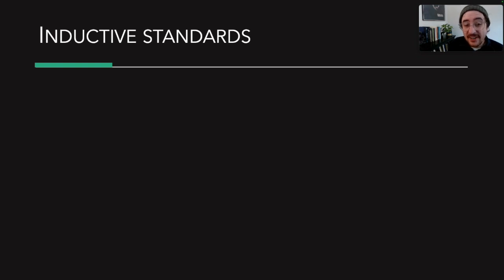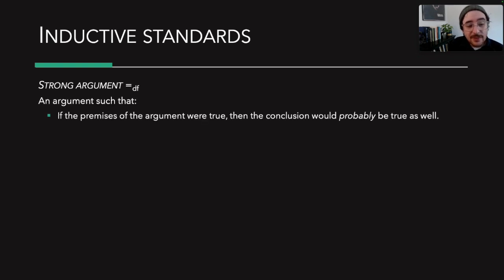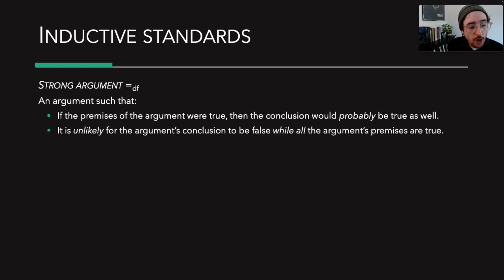So here, instead of talking about validity, we're going to talk about whether the argument is a strong argument or a weak argument. A strong argument is one where if the premises of the argument were true, then the conclusion would probably be true as well. Or another way of saying the same thing is that a strong argument is one where it's unlikely that the conclusion is false while all the premises are true.